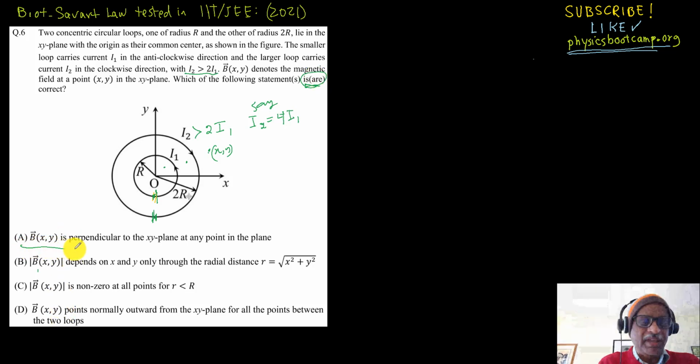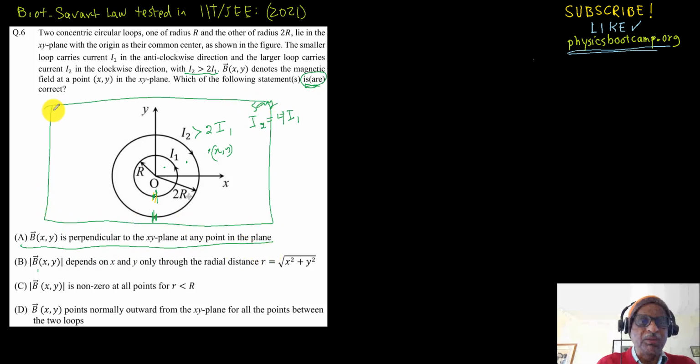So let's read A. It says B is perpendicular to the xy plane at any point in the plane. So whether you're looking at this point, or this point, or this point, B is perpendicular to the xy plane. Yeah, it's actually correct. Let's look at what we will get. So Biot-Savart Law.